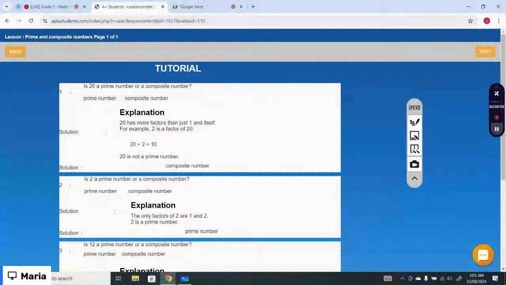So first we are going to learn what the prime numbers and the composite numbers are. Prime numbers are the ones that have only two factors, that is 1 and the number itself. Factors are the numbers that you multiply to make it. That means a prime number is a number that can only be divisible.